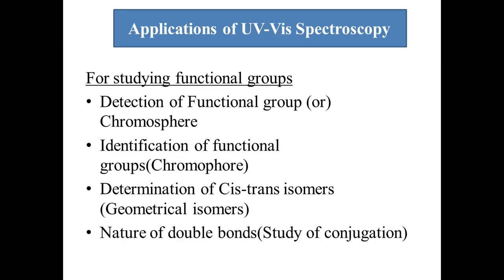Next, the applications of the UV visible spectrum: the detection and identification of functional groups such as chromophores, determination of cis-trans isomerism, geometrical isomerism, nature of double bonds, and study of conjugation. So these are the UV visible spectrum applications.